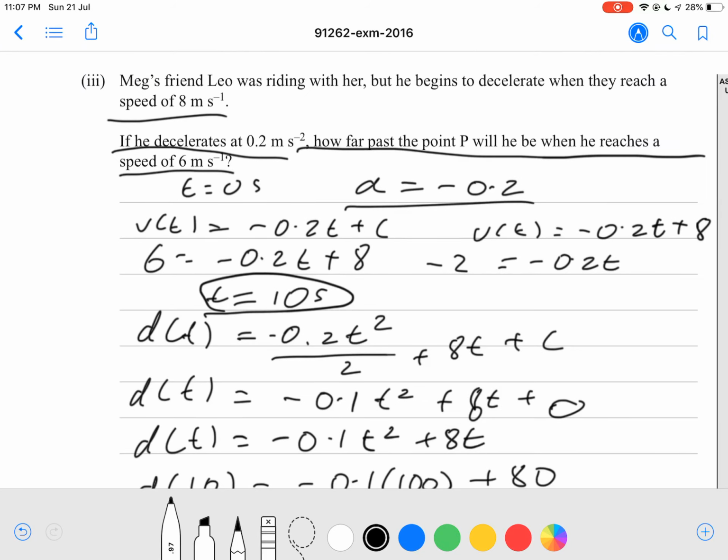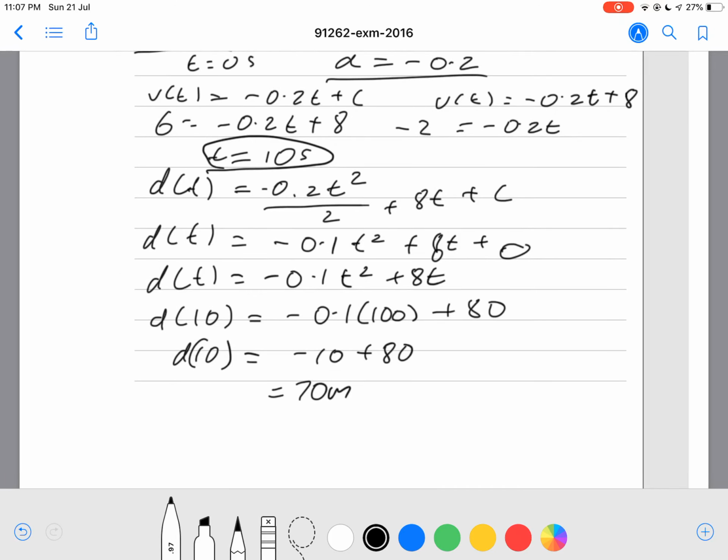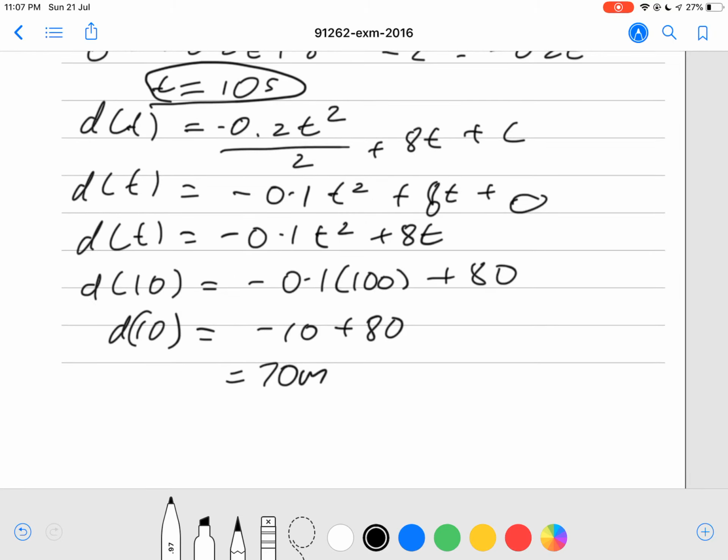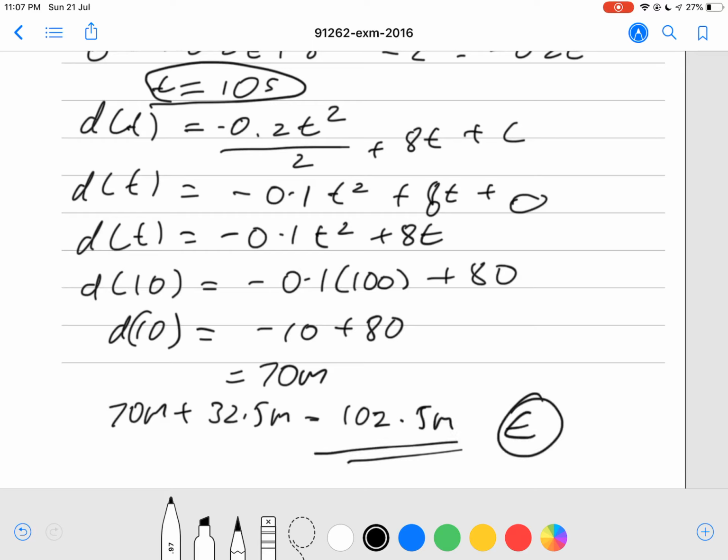But we're not done yet, okay? Because the question is asking us how far past point P will he be, okay? So we have to include the first part of the journey as well. The first part of the journey, he traveled 32.5 meters, okay? So therefore, total distance traveled is simply 32.5 plus 70, and that equals 102.5 meters. And there is your final answer. That'll get you an excellence grade. Remember, if you leave your answer as 70, you'll only get a merit grade, okay? It's important that you read the question and leave your answer as what they are asking you, okay?